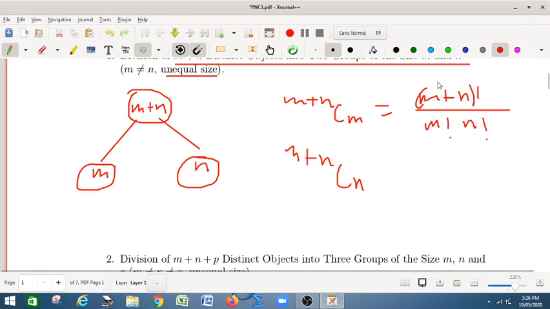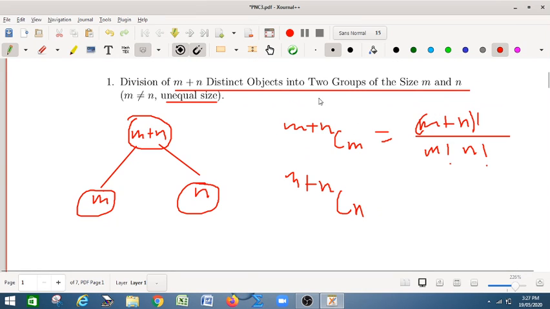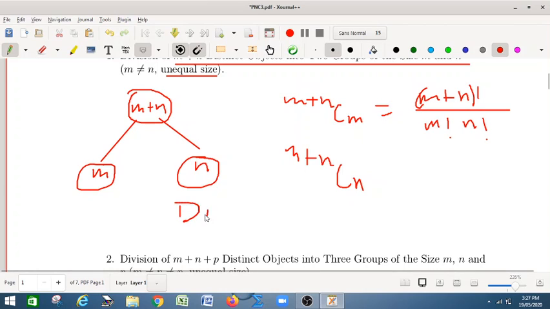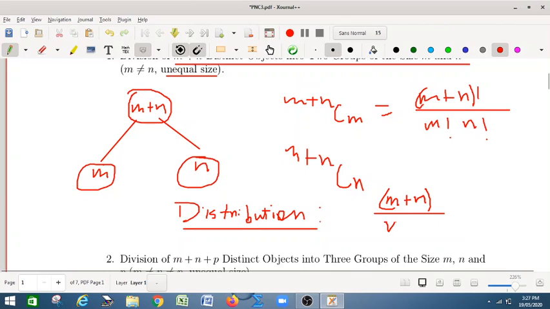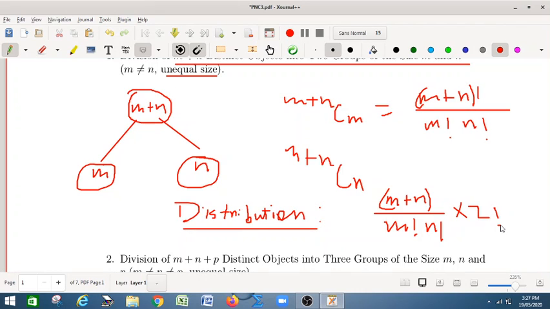Now you want to distribute these groups to two persons. That was division of m plus n objects. Now my target is distribution. So I am doing the distribution of m plus n objects into two groups, giving them to two persons. So how many ways? Just multiply by factorial 2. So it is factorial m plus n divided by factorial m into factorial n, into factorial 2, because the two persons can be arranged among themselves in factorial 2 ways.